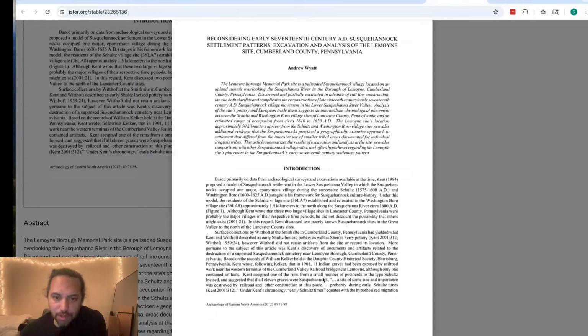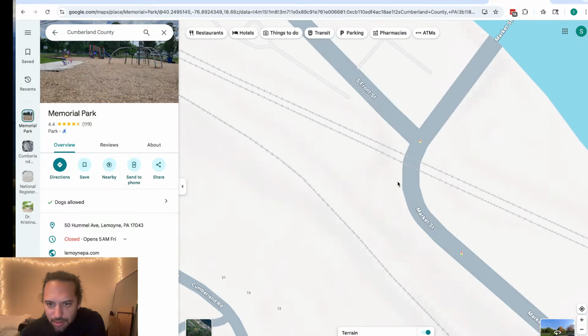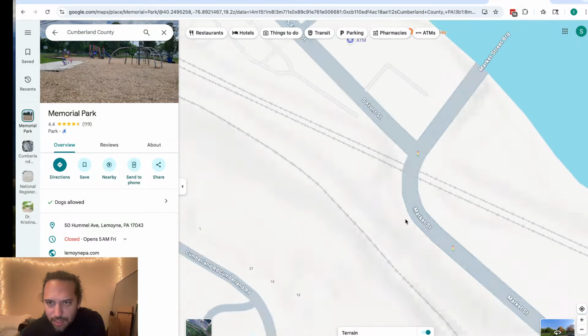So there you go. Another story of just destroying ancient Native American sites for railroads and highways, and just classic, classic. So let's see if we can sort of figure it out. Work near the western terminus of the Cumberland Valley Railroad Bridge near Lemoyne. Cumberland Valley Railroad Bridge?